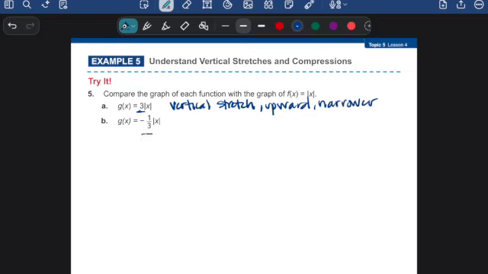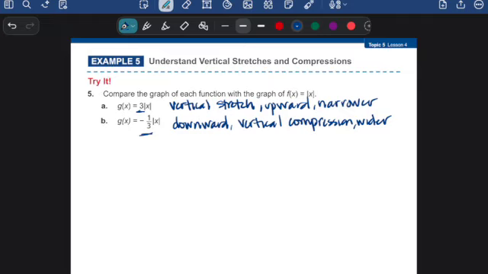For part B, we have a negative, so now it's flipped. It's going to be downward facing. And the scale factor is less than 1, so we're taking whatever the output is and making it smaller. So this is a vertical change because it's happening on the outside of the parentheses, so we're changing the output, changing the y values. This is a vertical compression. We're making the output smaller, but then the graph will look wider.